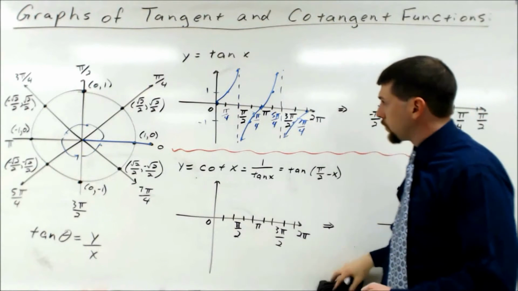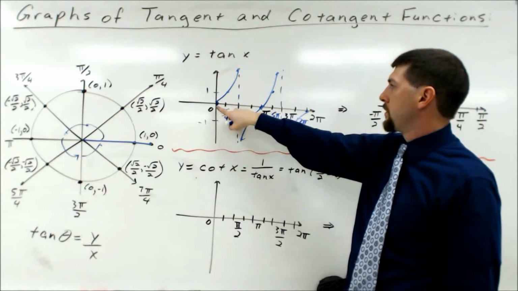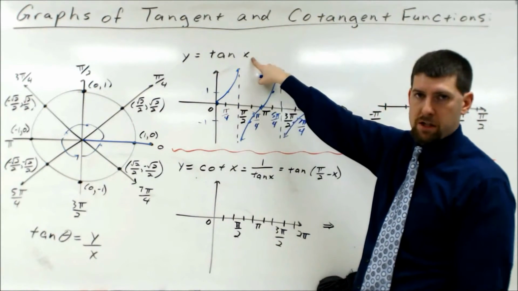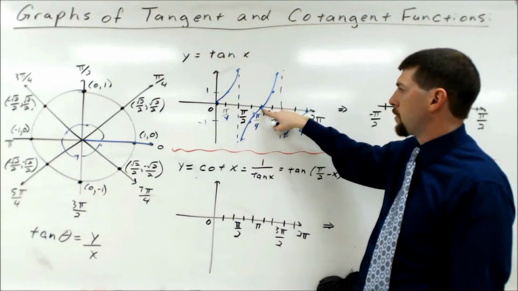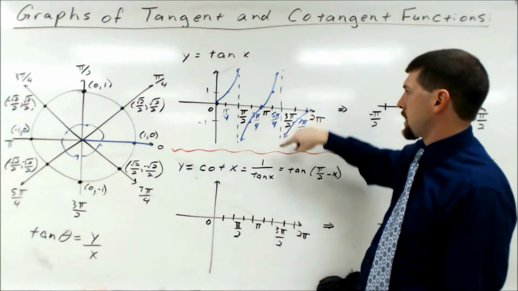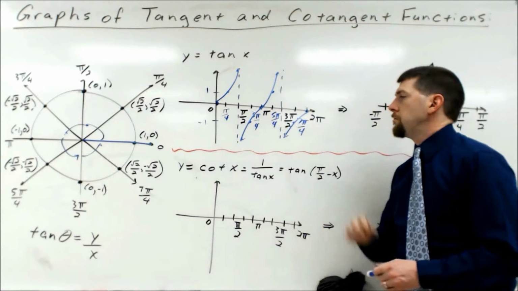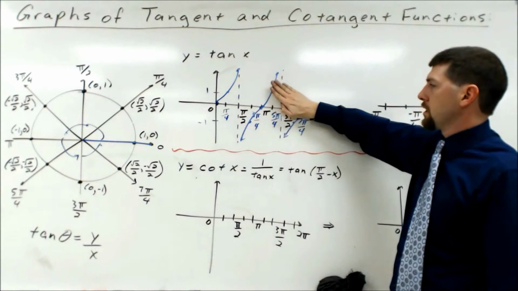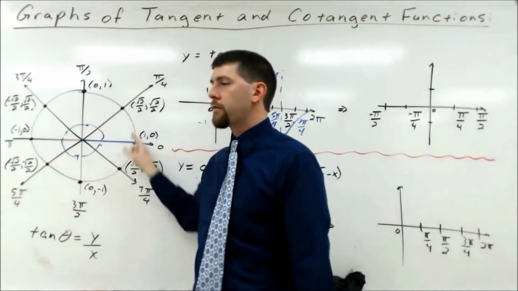Well, one cycle, when do we start repeating the shapes? I've come from the origin up to the asymptote, then from the asymptote back to the x-axis. Once I cross the x-axis, I get the same shape. So one cycle is really not one full rotation.